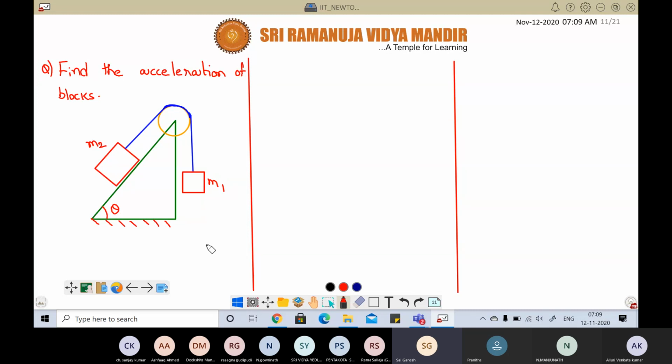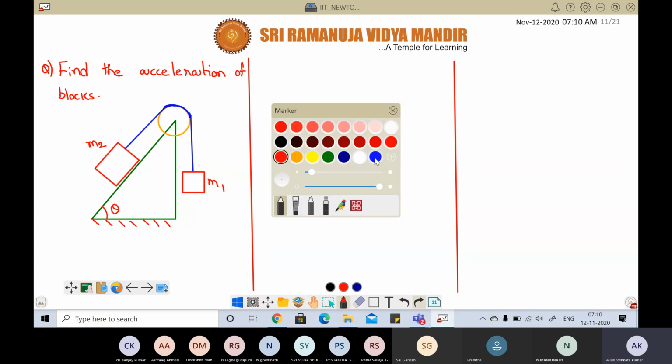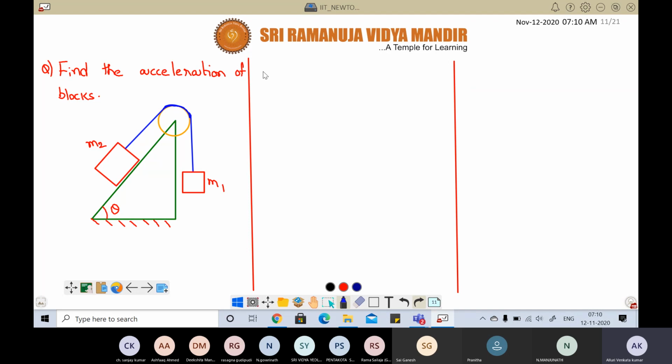M1 minus M2 sin theta, whole into G by M1 plus M2. Correct. Yes, sir. Okay, and then you can also calculate tension. Those who have not solved it, I'm solving it here for them, and from there we'll see one important result.